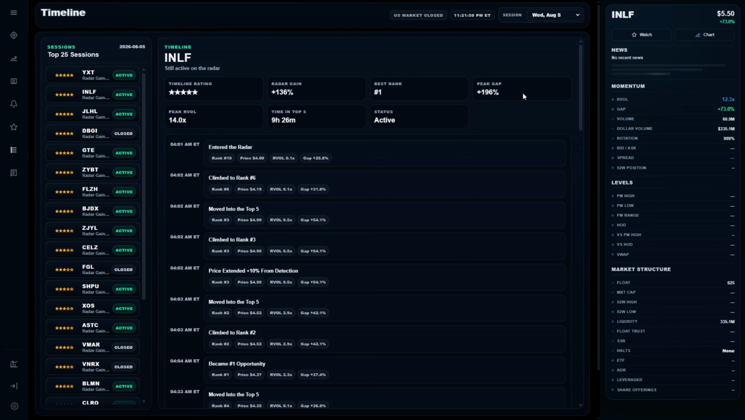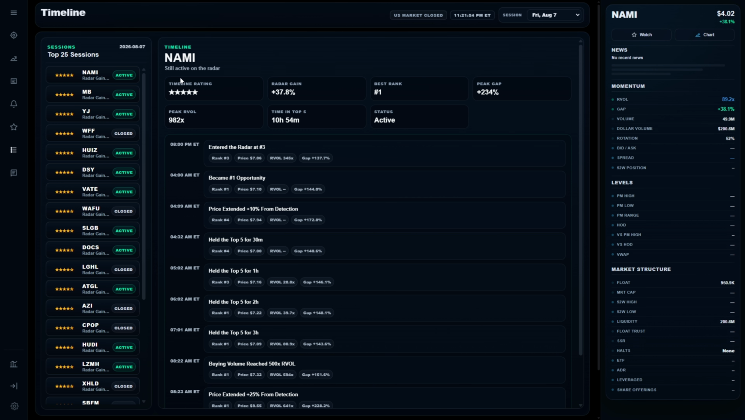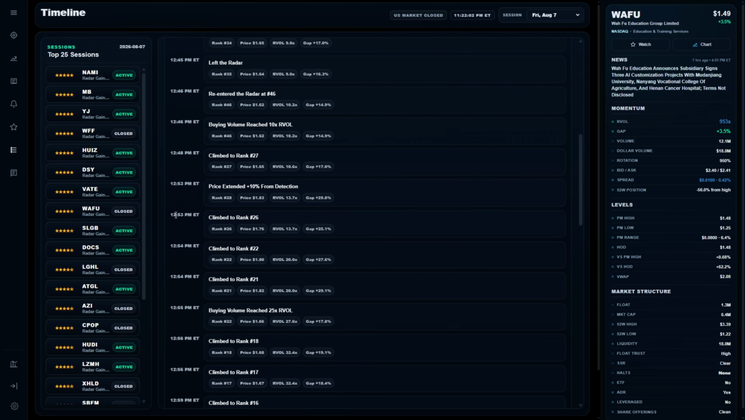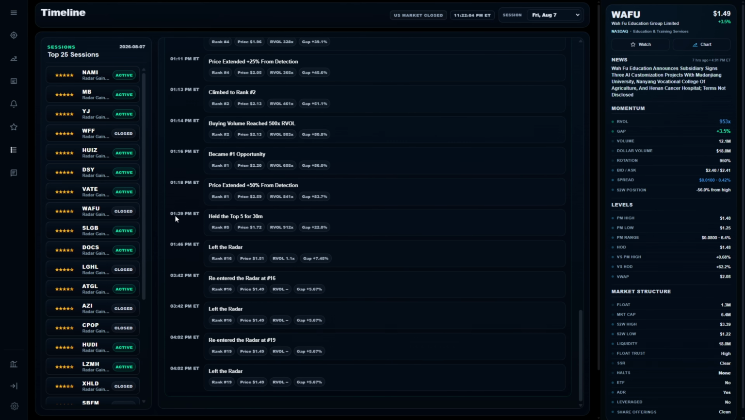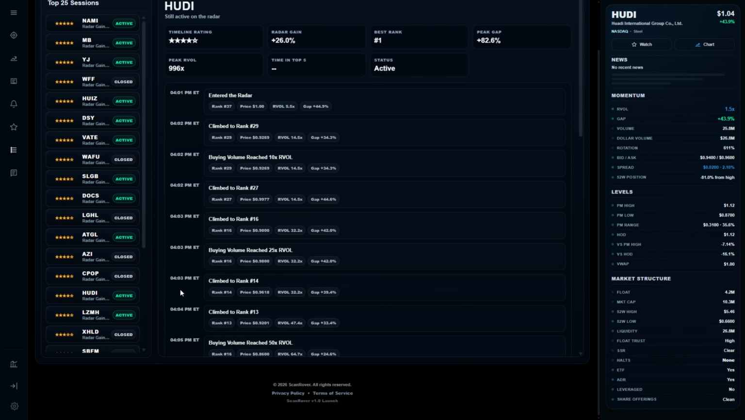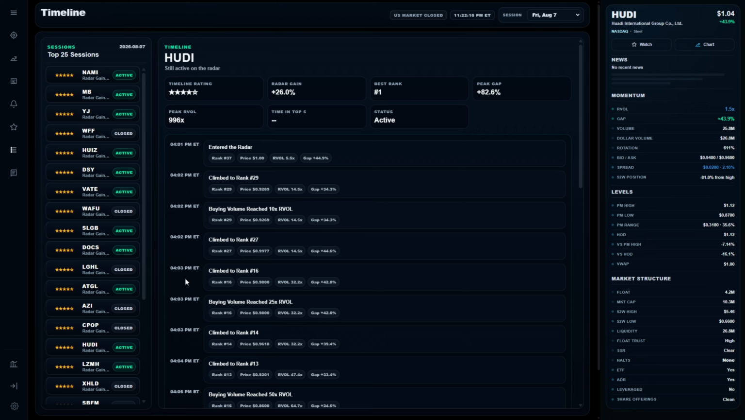By studying how momentum developed, you'll gain a much better understanding of the market than by looking only at the final percentage gain. Timeline transforms live market activity into a permanent learning resource. It allows you to review, compare, and learn from previous momentum stocks long after the trading session has finished, making it one of the most powerful research tools within ScanRover.